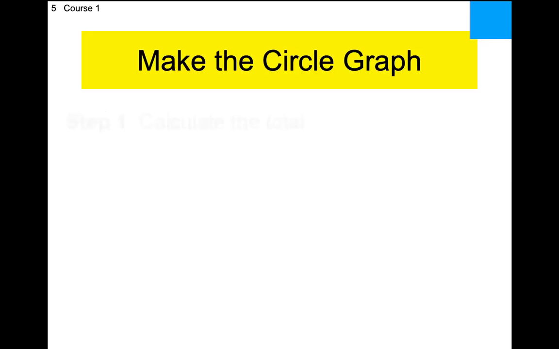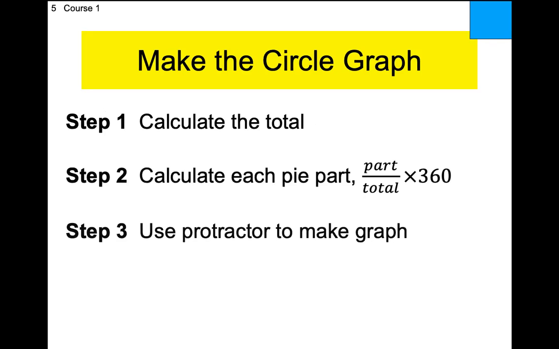This probably won't make much sense until we actually do one, but I am going to have you write down the steps. There are just 3 steps. Step number 1 is you calculate the total. I'm going to give you some data, and the instructions will say take the data, make a circle graph. The first thing you're going to do is take all of the numbers and simply add them up. That's the total. Just like Vea's question on what was the percent, I said the first thing we do is figure out the whole.